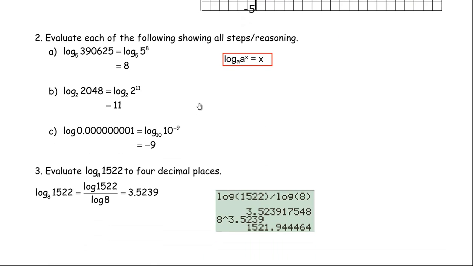Question number 2 says evaluate each of the following, showing all steps in reasoning. And for all of these, I'm using the property of logarithms that the logarithm base a of a to the x is equal to x. So as long as the base of the logarithm and the base of that power are the same, that whole logarithm just equals the exponent x. So if I'm going to evaluate the logarithm base 5 of 390,625, then I need to write 390,625 as a power of 5.